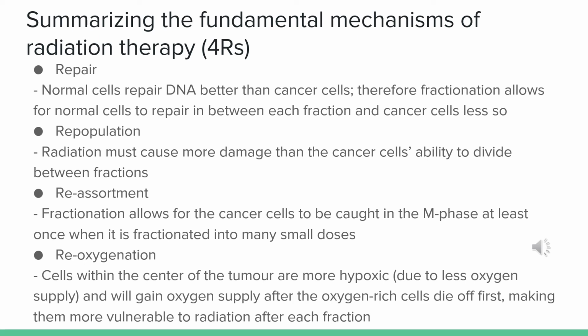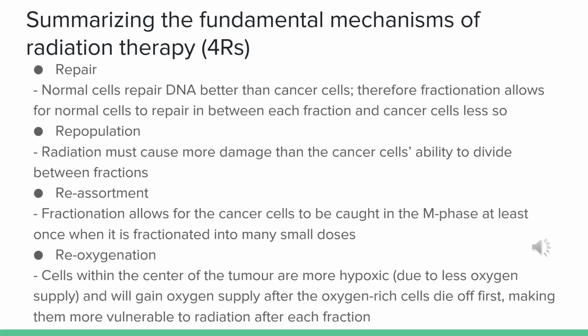On to reassortment. Each fraction allows cancer cells to be caught in their M phase multiple times to deliver considerable DNA damage. So I think of it as lining up the cancer cells to be killed at the perfect time in each fraction. And finally, reoxygenation.